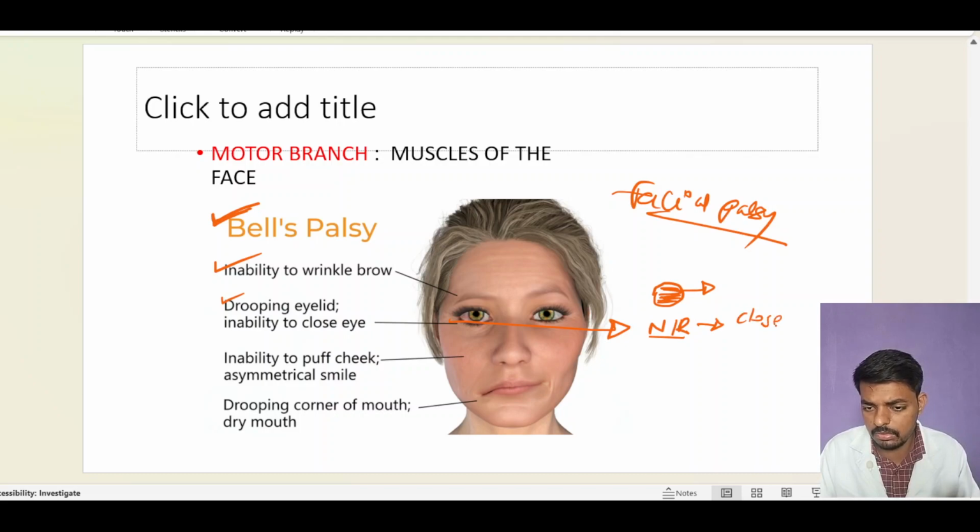Close the eye with a wet gauze pad. Very important.